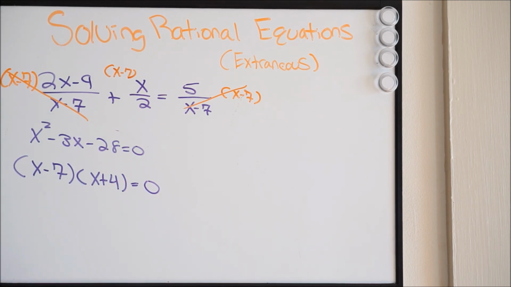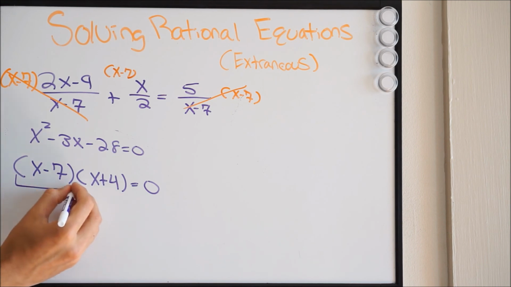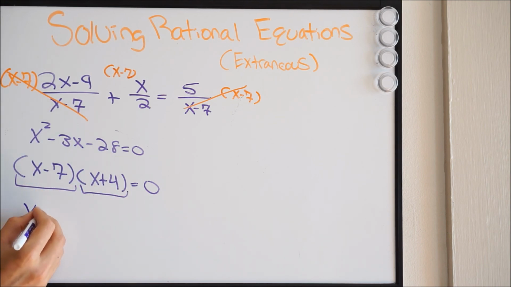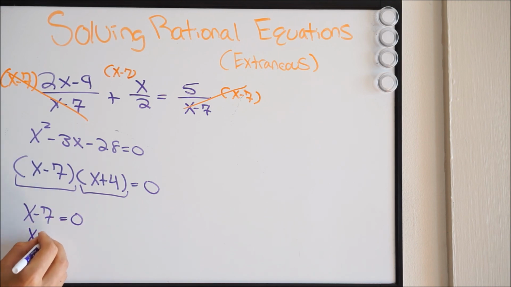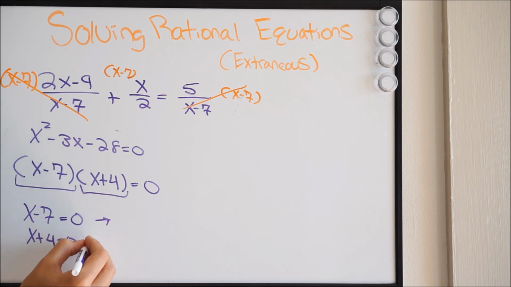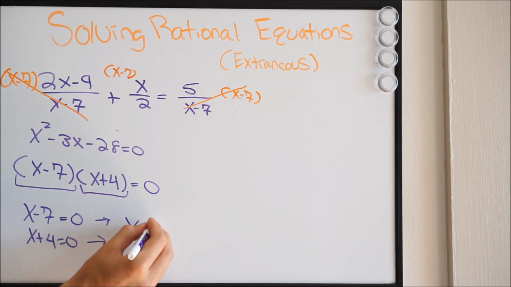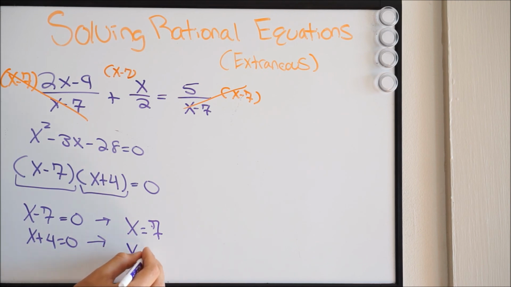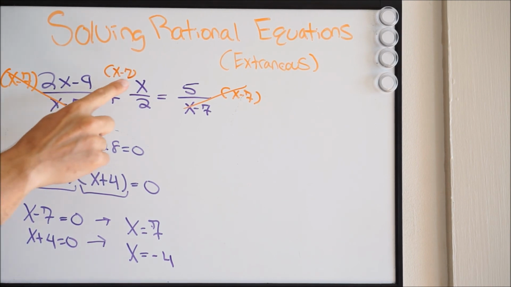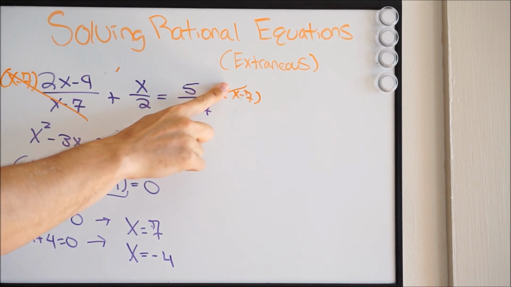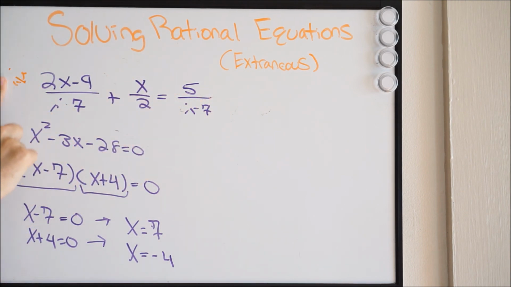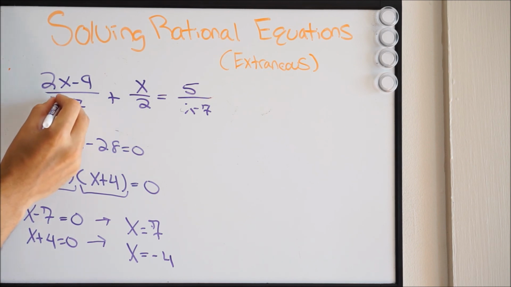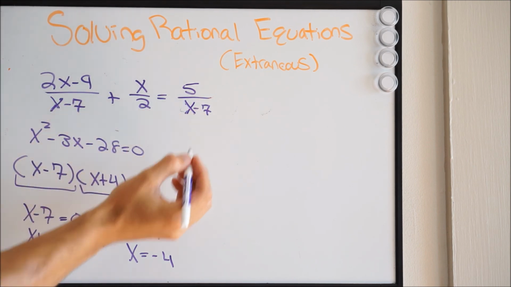Right. Take each one of your factors now, set it equal to 0, so we have x minus 7 equal to 0, and then we have x plus 4 equal to 0. So x here will equal 7, and x here will also equal negative 4. So we have 2 solutions. And let's go ahead and see what we originally had here. So let's get rid of these guys. So we had x minus 7, x minus 7.